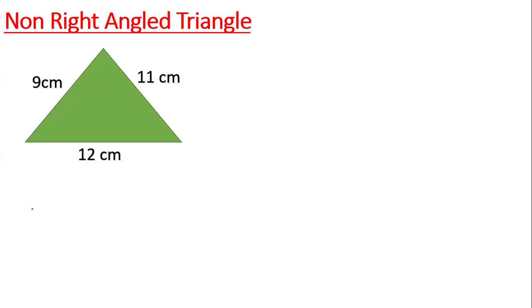So first things first, let's write our formula down. The formula is that area is equal to base times height divided by 2. The problem with this question is that we don't know what the base is and we don't know what the height is. So how are we going to figure that out?